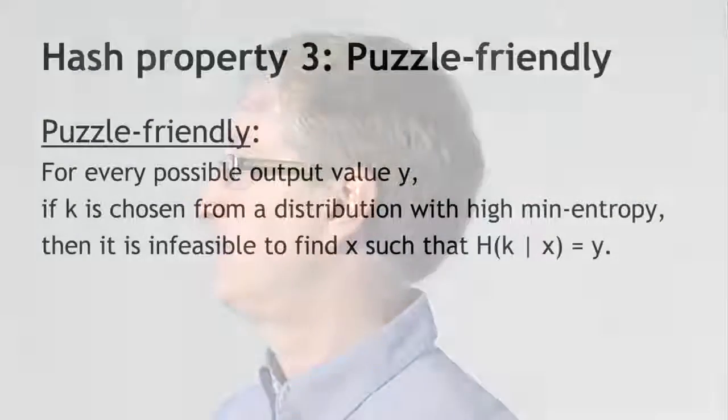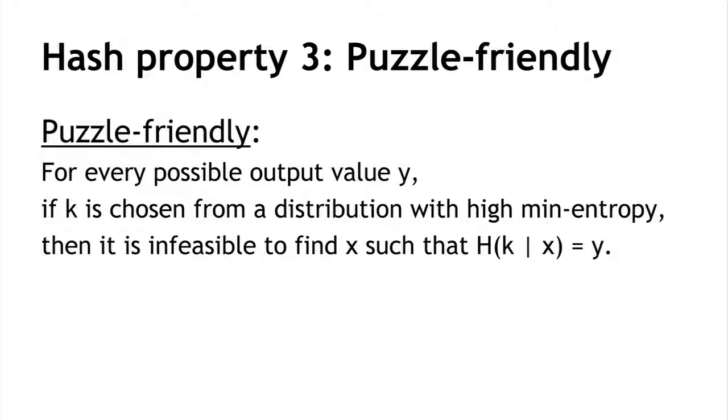The third security property we're going to need is that they're puzzle friendly. And this is, again, a little bit more complicated, but let me just go through it a bit by bit. For any possible output value y that you might want from the hash function, we're going to use y as an output value of the hash later. If k is chosen from a distribution that has high min-entropy, that is, k is chosen randomly from some set that's super spread out, then there's no way to find an x such that the hash of k and x is equal to y.